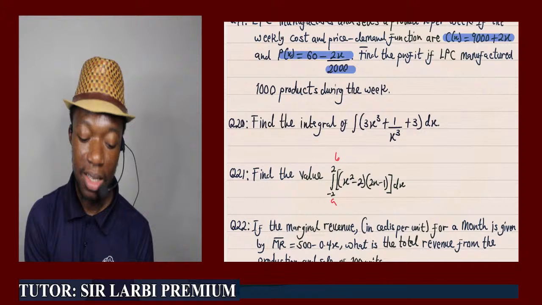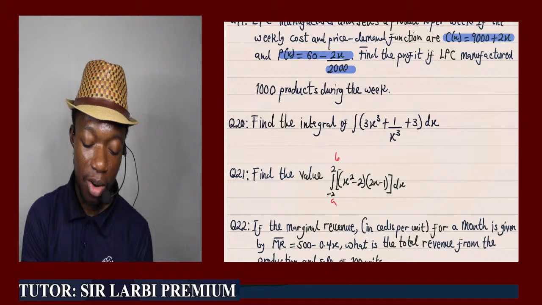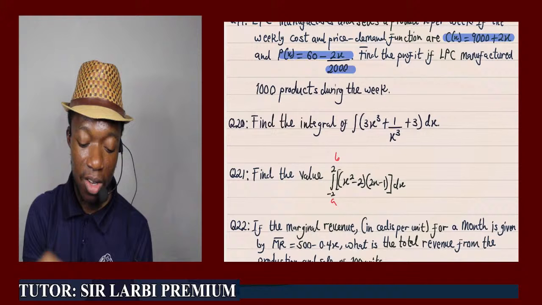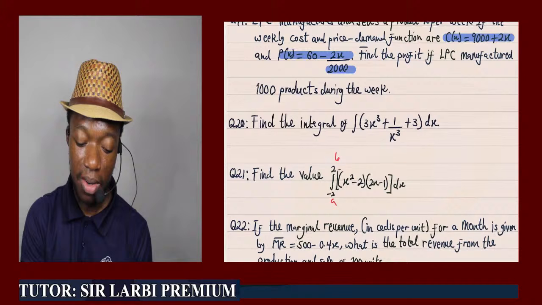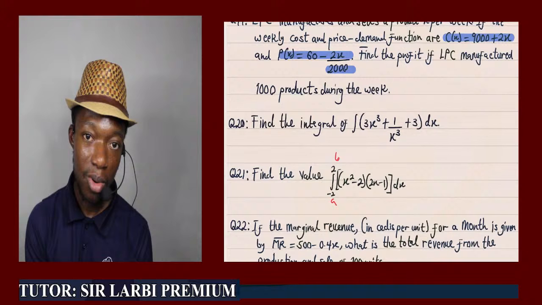Then here we have 1 over x cubed. So we just have to rewrite it in the line form. By line form, I mean that you must rewrite this as a whole number on its own. So 1 over x cubed will give us x to the power negative 3. So we add 1 to the power negative 3, and we are going to get negative 2. We divide by negative 2 as the result, and we have 3 here.